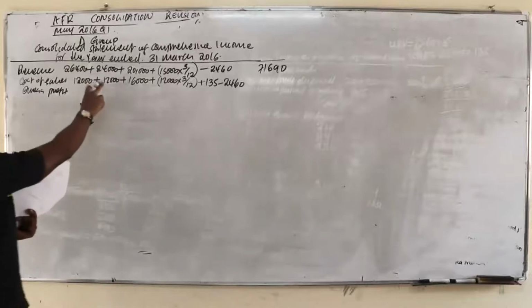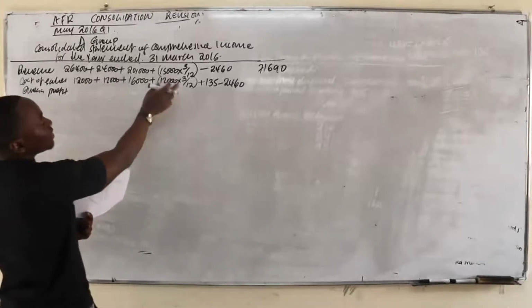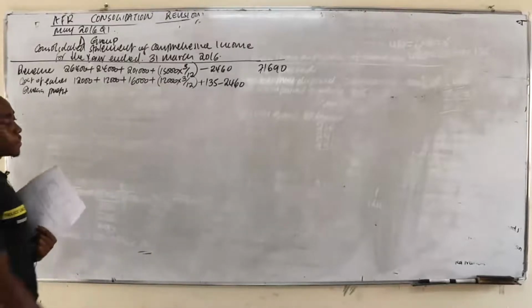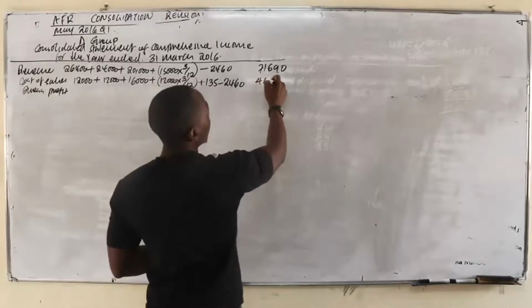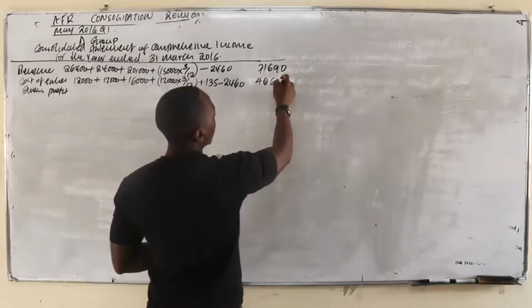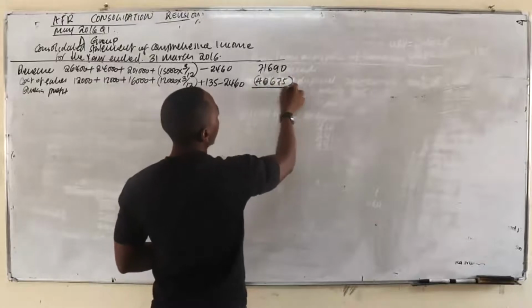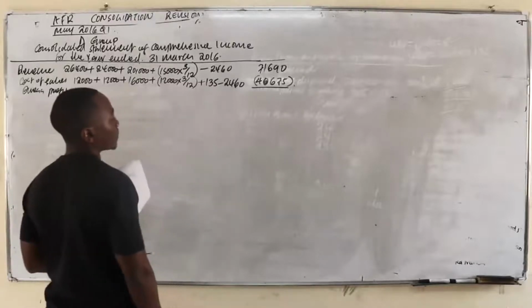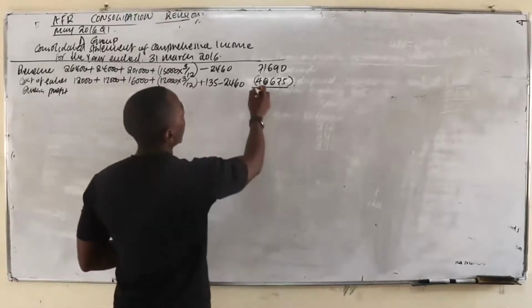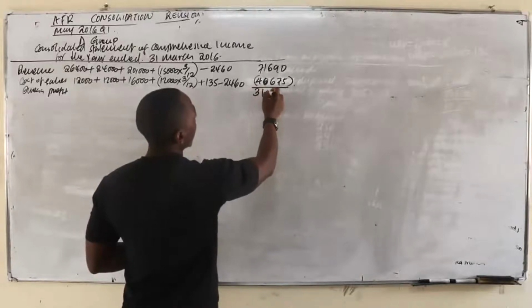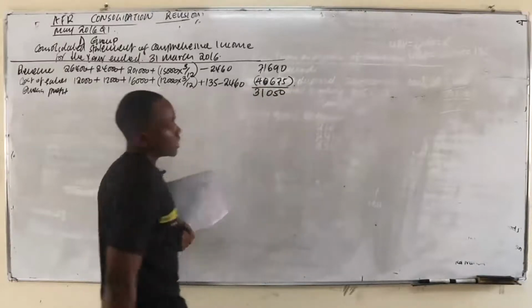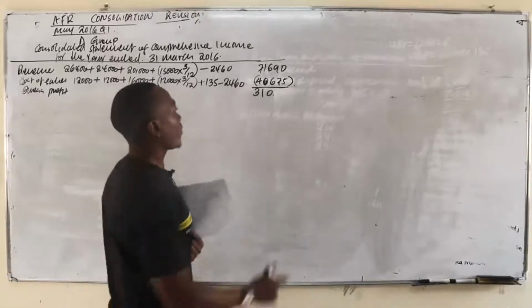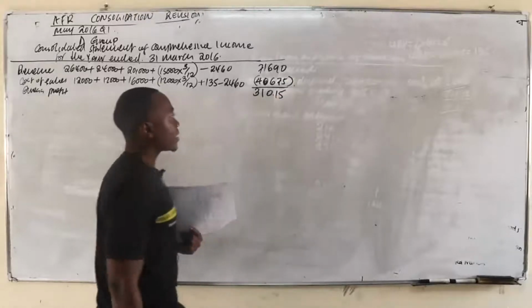You take 12, that's 24. 24 plus 16. Then you add 3,000. Then you add 135, 2460. What do you get? 4625, eh? 675. Therefore, how much is your gross profit? 9,050. 15, eh? Yes. And that one carries 4 marks.